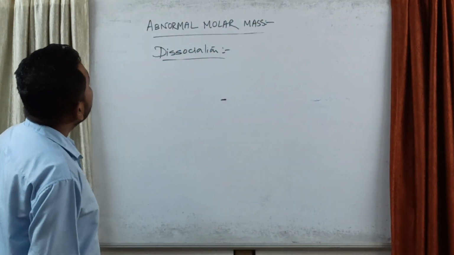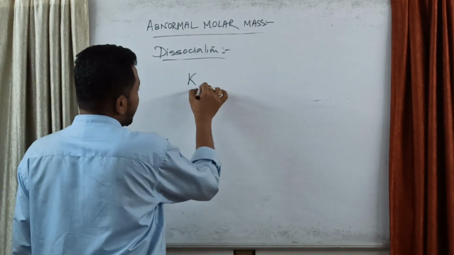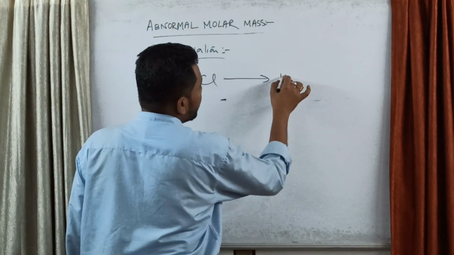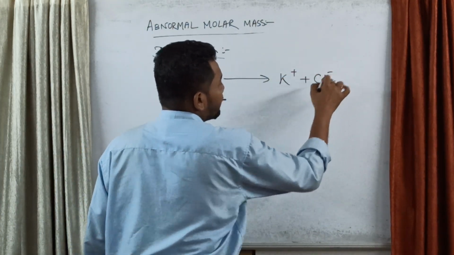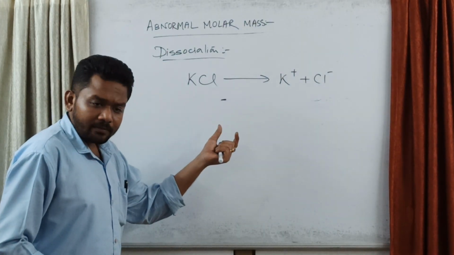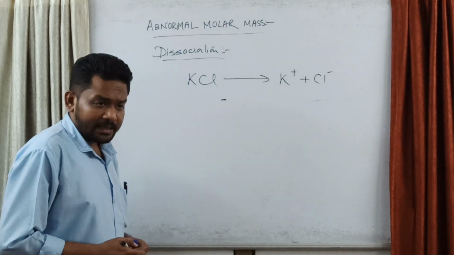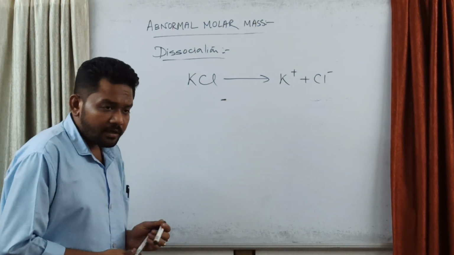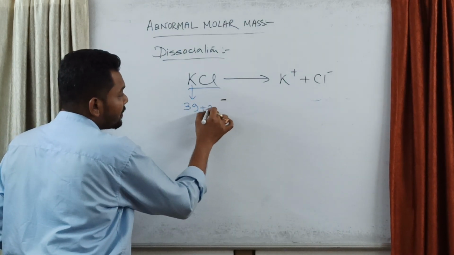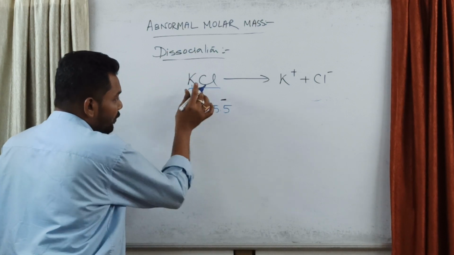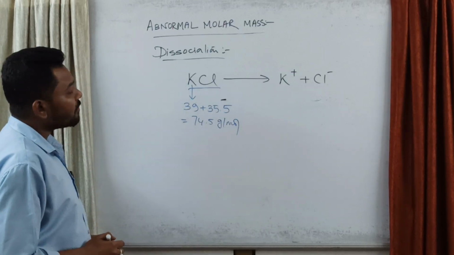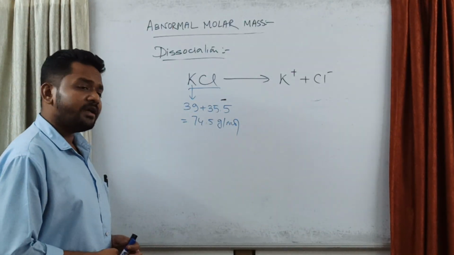Now dissociation. Dissociation means suppose KCl you have. KCl means potassium chloride. After the dissociation, potassium chloride will generate K plus and Cl minus. That means two particles you are getting. You are thinking about only one potassium chloride, but after dissociation they will give you two particles which you have not considered. So what is the molar mass of KCl? Potassium is 39 and chlorine is 35.5. So for one potassium chloride the molar mass is 74.5 gram per mole.